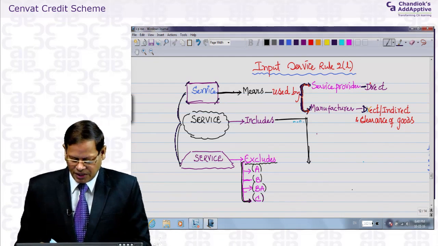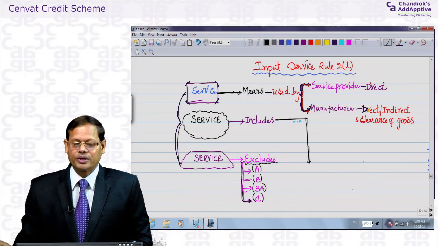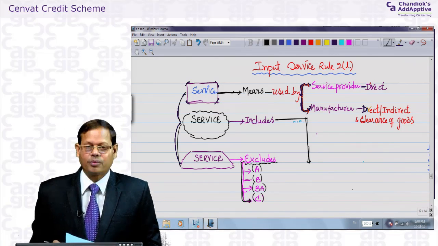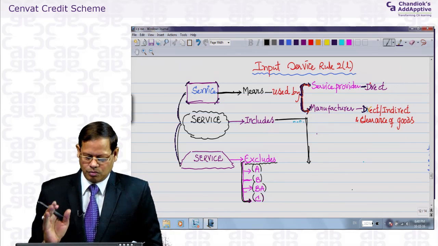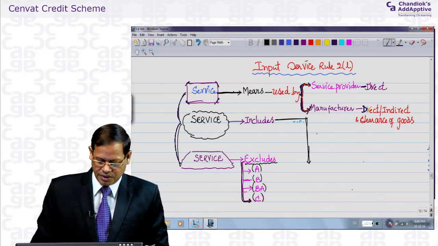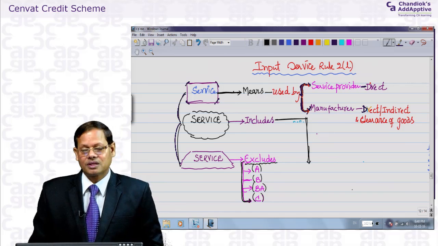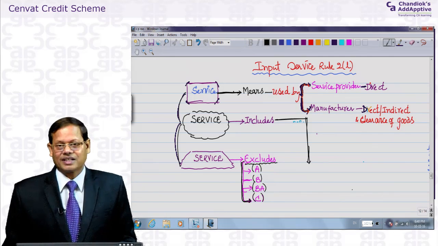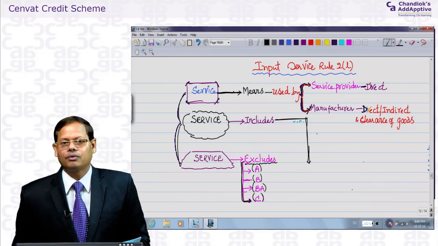Service includes services used in relation to modernization, renovation or repairs of a factory, premises of provider of output service, meaning available to both. So, modernization, renovation, repairs of factory or premises of service provider or an office relating to such factory or premises, even factory's office or service provider's office. Next, advertisement or sales promotion. For sales promotion, they have given a clue.